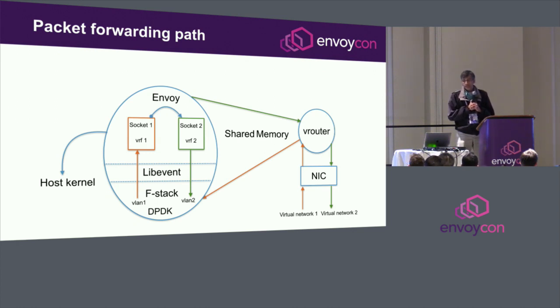Once the packet is in the socket, Envoy invokes FStack calls instead of the traditional socket calls. And then it does whatever processing needs to be done. If the packet needs to be sent back out, it would be deposited into socket 2, which could be in a different virtual network. And then that packet is sent out, again, using FStack and DPDK into shared memory. And then vRouter would take care of encapsulating the packet and sending it out on the wire.